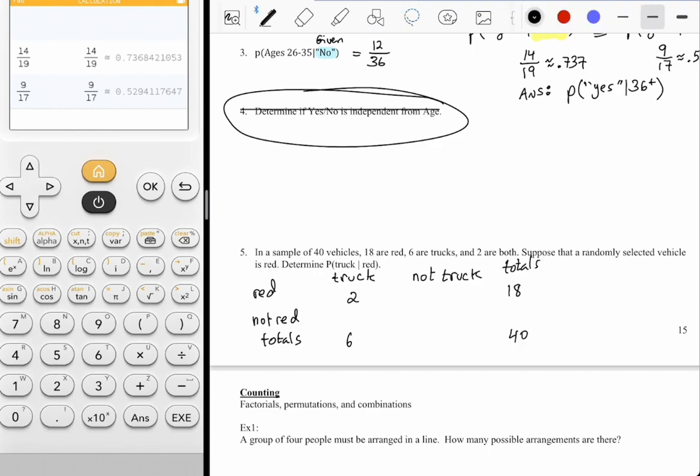So I can use that information to figure out everything else in the table. This problem's more about you learning how to build a table than it is to actually answer the question. If there are 6 trucks, 2 of them are red, then 4 of them must not be red. If 2 of the vehicles are red and there are 18 red vehicles, the formatting just got so crazy here. So I have 2 red vehicles, those are the trucks. Then I must have 16 red vehicles that are not trucks.